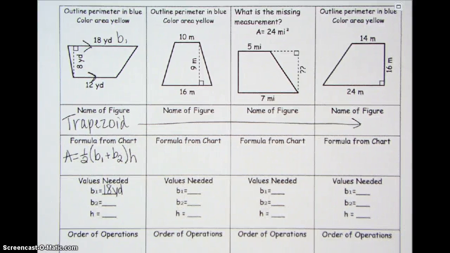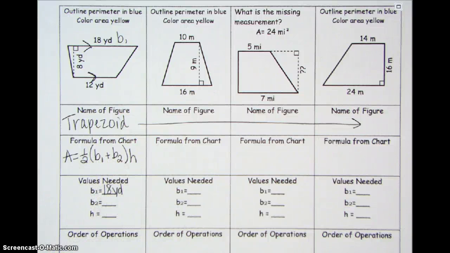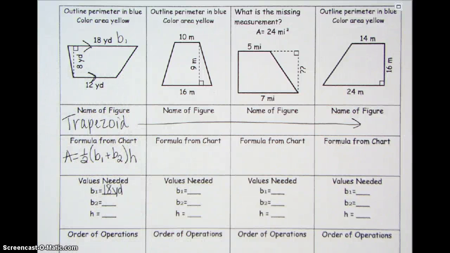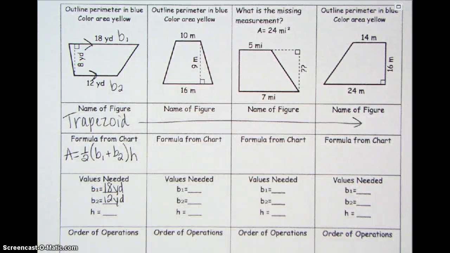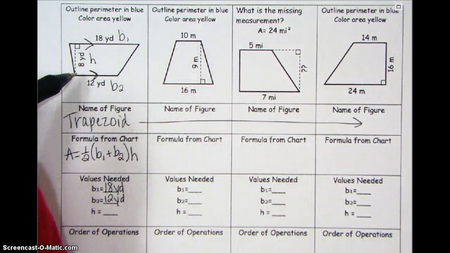Now, do you guys think it's going to matter which one I call base 1 and base 2? No, and the reason it doesn't matter is because we're adding them together. And in adding, order doesn't matter. Okay, but we do have to make sure that we don't call the height one of our bases. So if 18 yards is base 1, what would base 2 be, Noah? The 12 yards, exactly. That would be my second base, so that's my 12 yards. Then that means my height is the 8 yards, and that should make sense because remember we talked about the height being a perpendicular line to one of the bases.